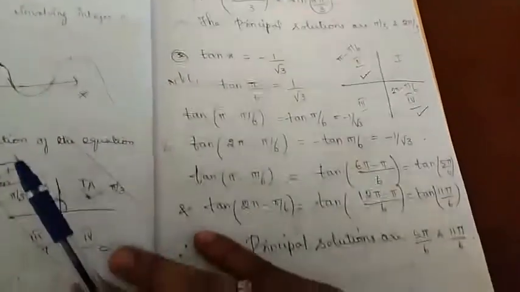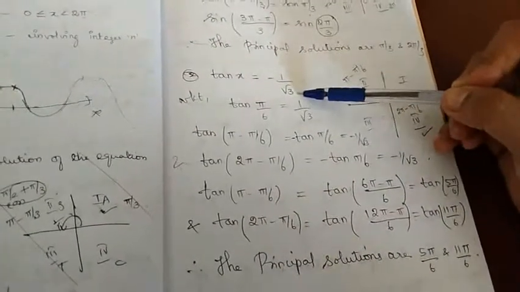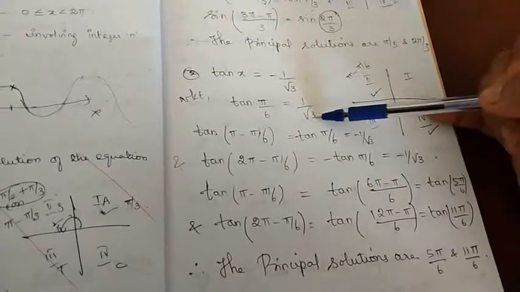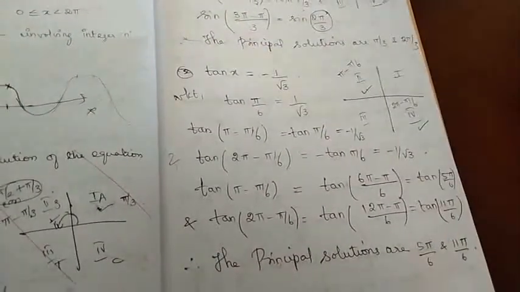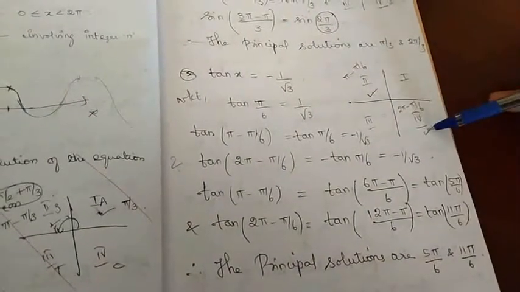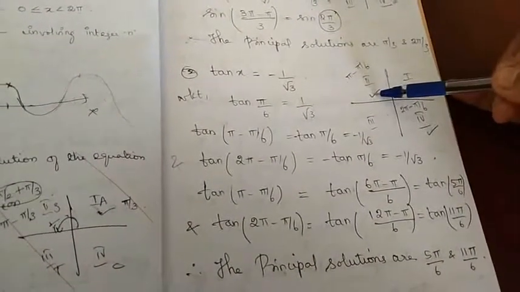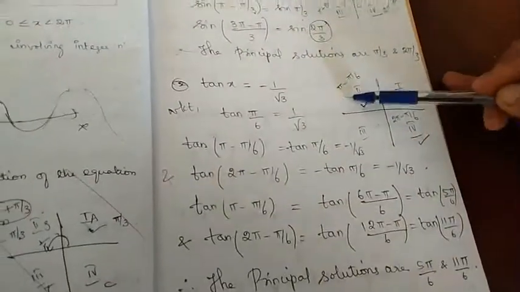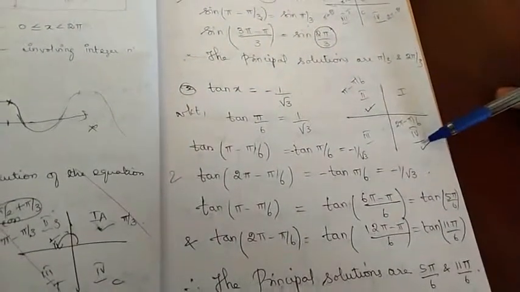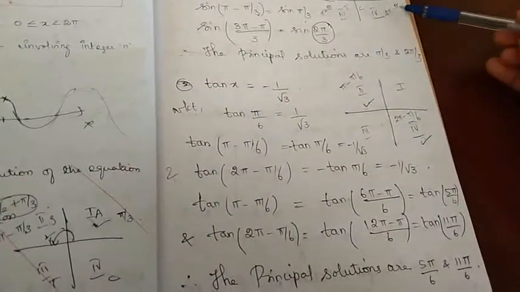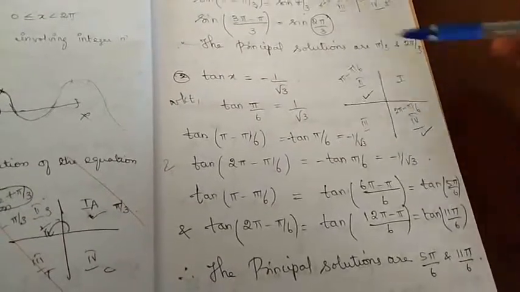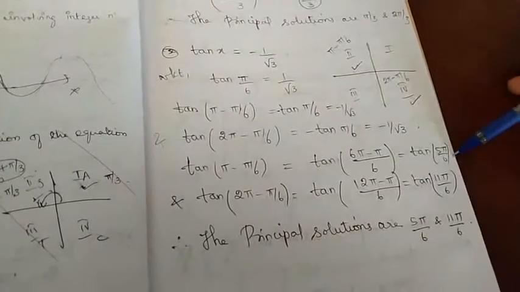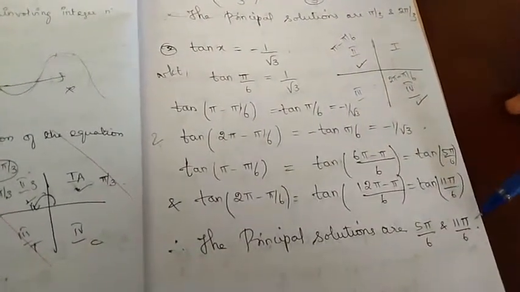We will see one more example. Tan x is minus 1 by root 3. We know tan 30 is 1 by root 3, but here it is negative. Where will tan be negative? In the second and the fourth quadrant. If it lies in the second quadrant, we will express it as pi minus theta. So pi minus pi by 6. When it lies in the fourth quadrant, it will be expressed as 2 pi minus theta. So 2 pi minus pi by 6. So these are the two principal solutions of the given equation. If you take LCM and simplify, we get 5 pi by 6 and 11 pi by 6.